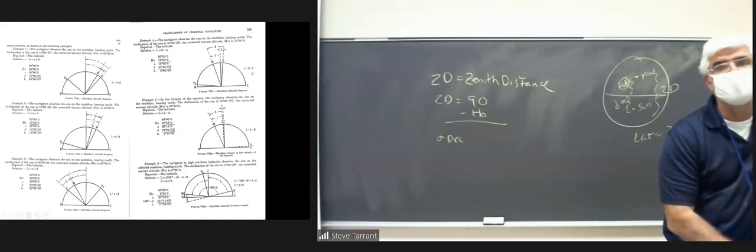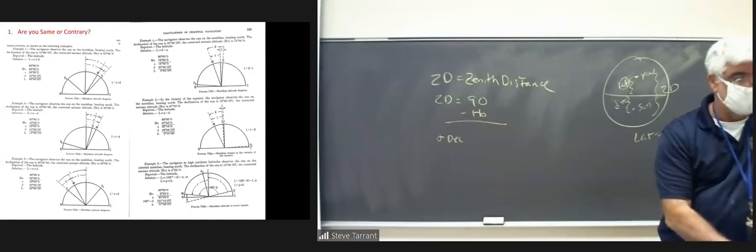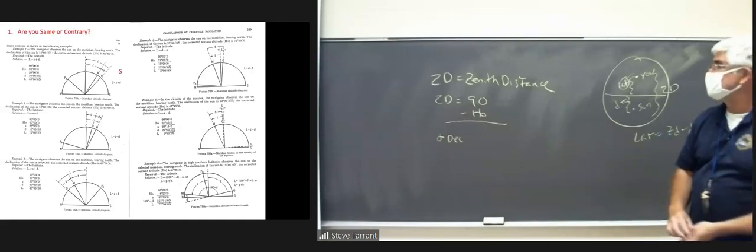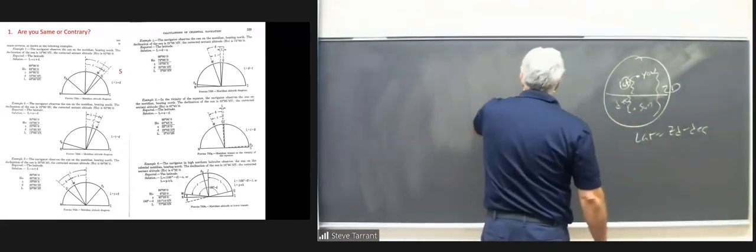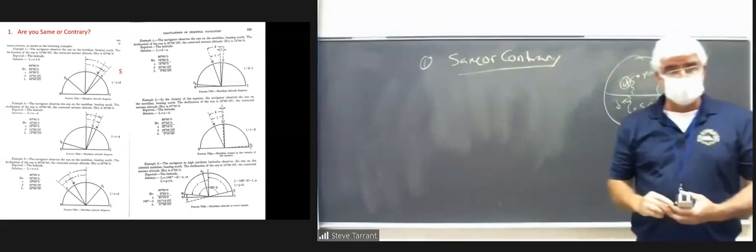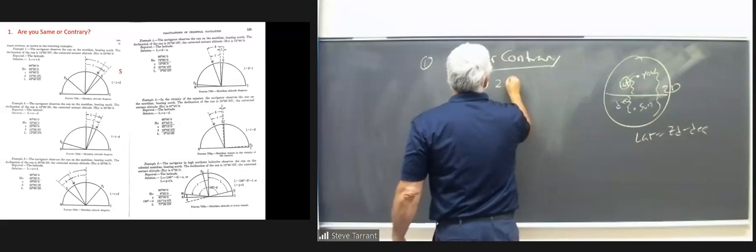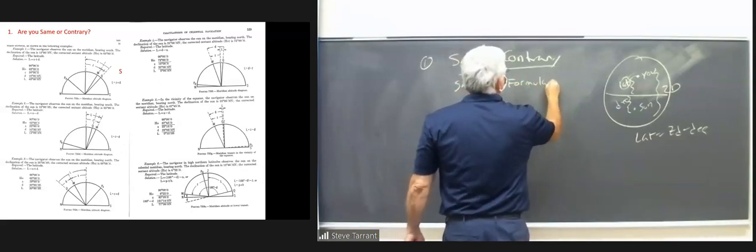If you and the body are on the same side of the equator, you're going to use one of these two formulas. I'll show you how to choose the one in just a second. But the first thing you're going to ask yourself when you go to this page is, I think there are two questions. Question one: am I same or contrary? If you're same, there are two formulas at the top.